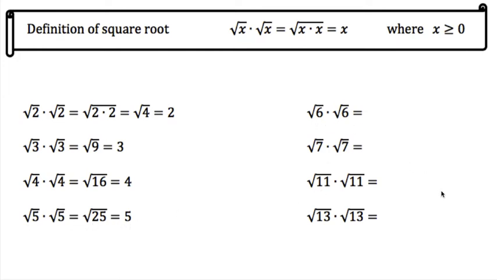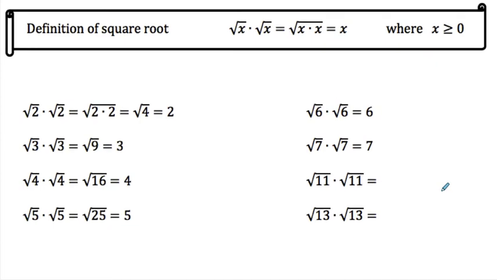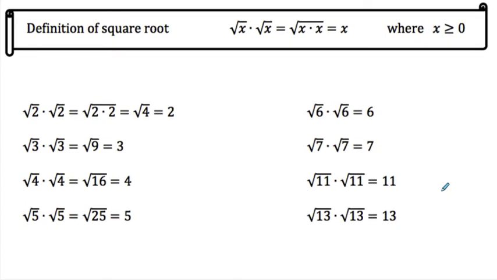So what do you think square root of 6 times square root of 6 will be? Well, if you guessed 6, you'd be correct. Square root of 7 times square root of 7 is 7. Square root of 11 times square root of 11 is 11. And the square root of 13 times the square root of 13 is 13. Okay, so anytime you have a square root times itself, it's always just that number on the inside.